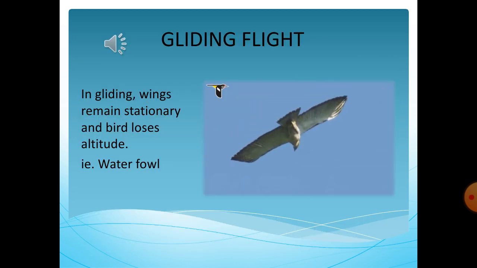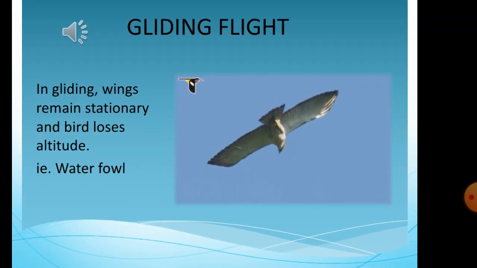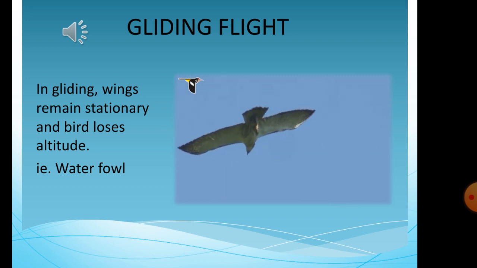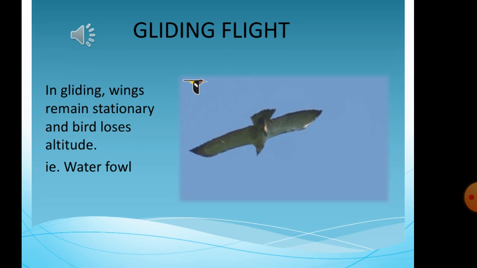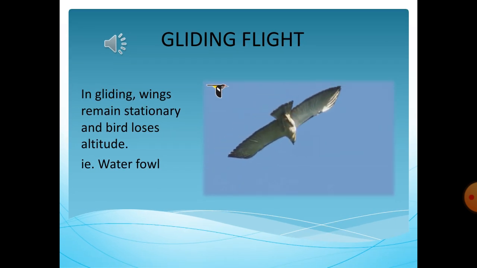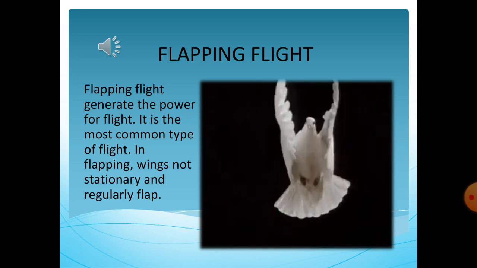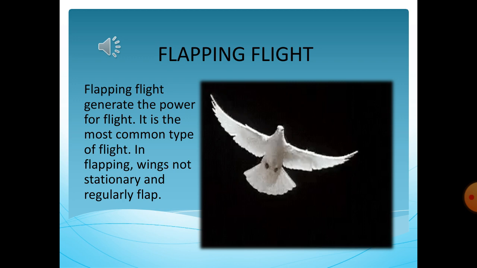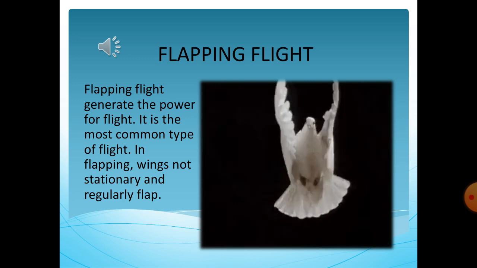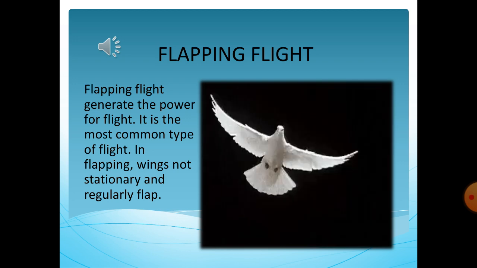What is gliding flight? In gliding flight, the wing of the bird remains stationary and the bird loses altitude and saves its energy. A waterfowl is a bird that has this type of gliding flight. Flapping flight. What is flapping flight? In flapping flight, birds generate the power for flight. In flapping flight, wings regularly flap during the bird's flight.